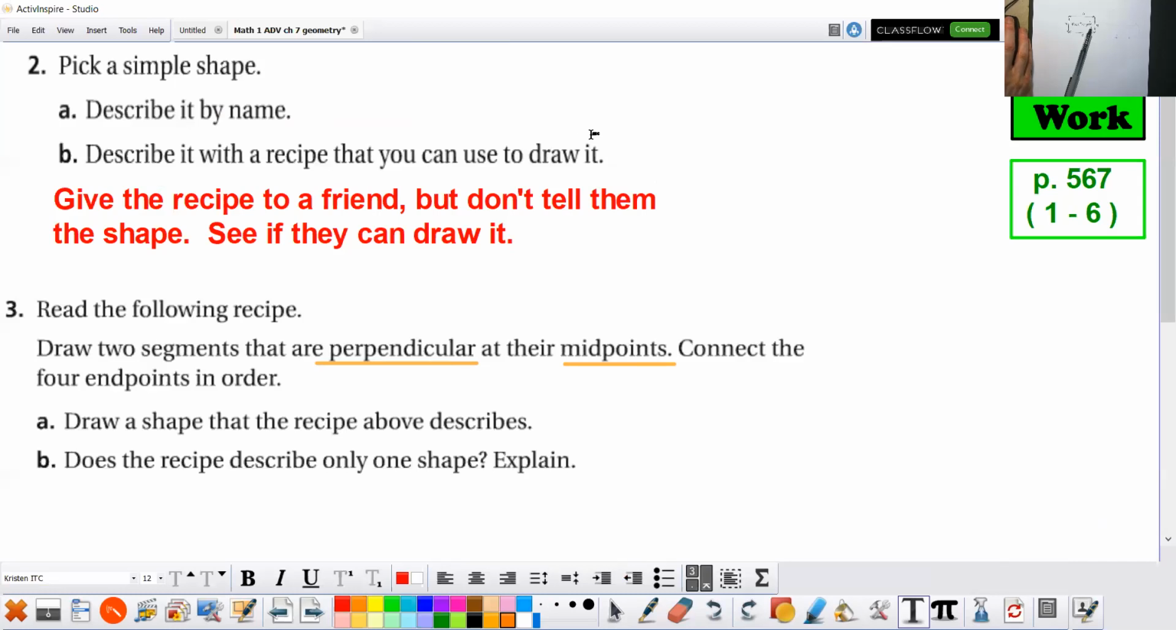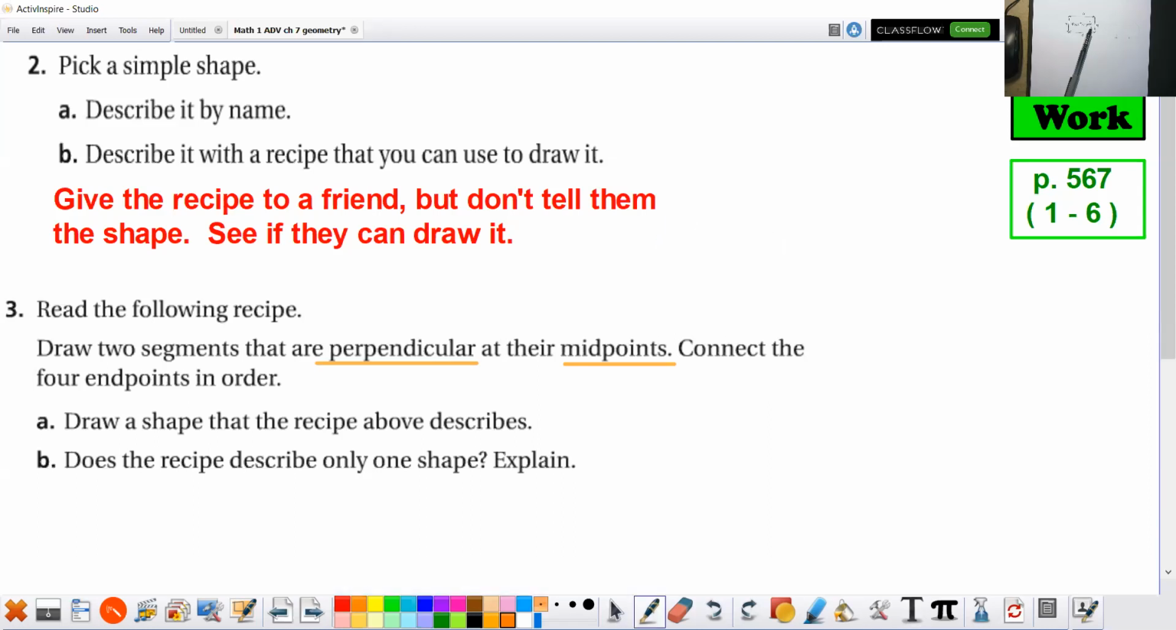Next slide. Number 2, this is really whatever you guys came up with. So this video you did with a friend, and just see, was your friend or your mom able to draw correctly what you were trying to describe? 3, here's what we get for number 3.